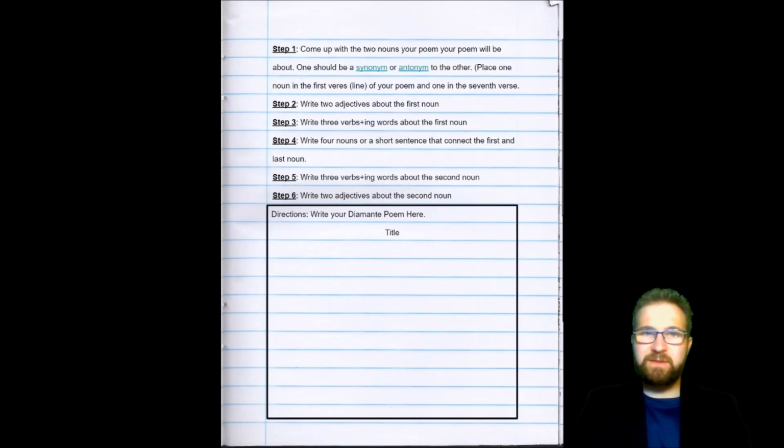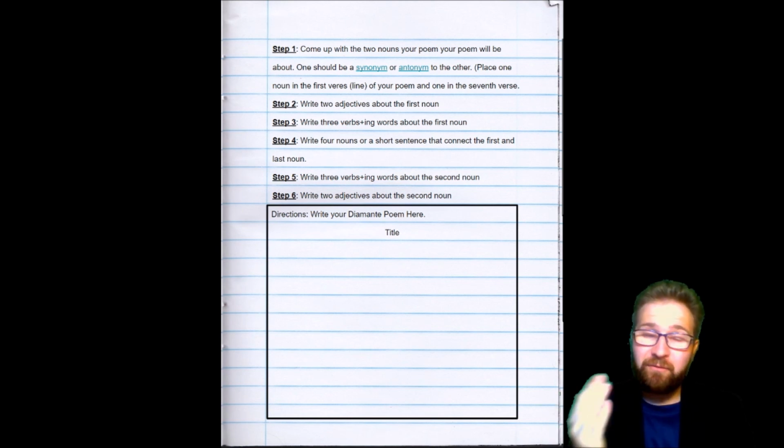We're going to be focusing on that structure and the meaning. So the first thing we need to do if we're going to think about meaning is, well, we need to come up with what our poem's going to be about. For a Diamante poem, we're going to do that by thinking up the first noun and the last noun that are going to be compared in our poem. Now we can compare them either by saying how they are similar, by coming up with synonyms, or we can come up with how they are different by coming up with antonyms.